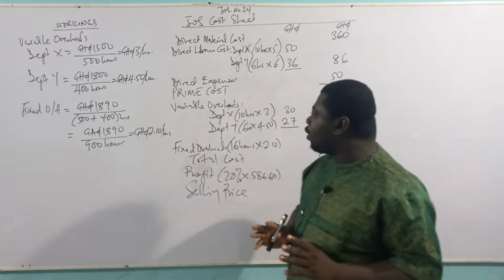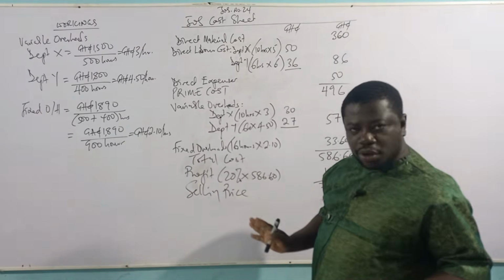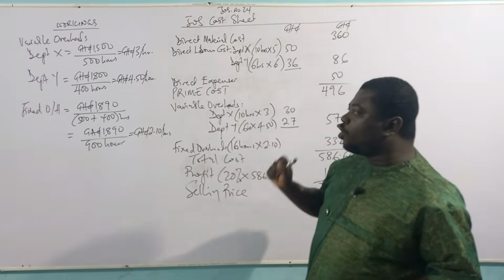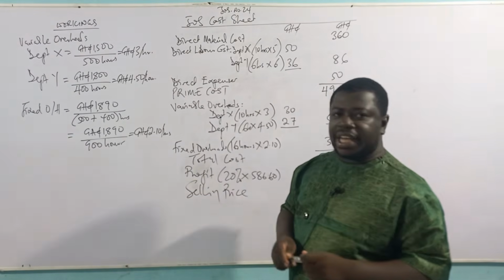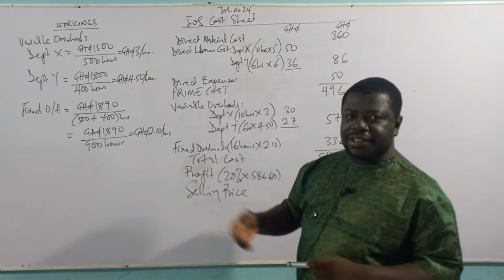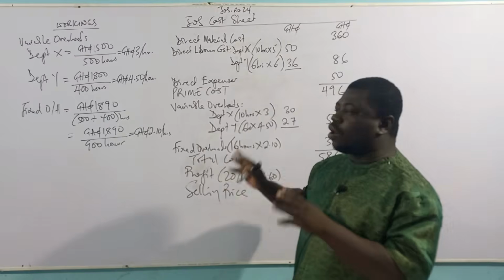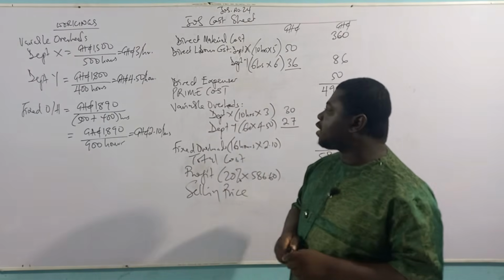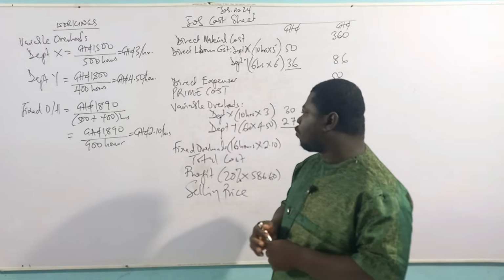Now, I know you can follow with me from your head that this is not difficult. The only aspect that you need to really pay attention to is how to calculate the predetermined overhead absorption rate. In our next video, I'm going to take a more complex question. We're going to solve it, and I'm sure after that, you'll be fine as far as job costing is concerned. And then we'll look at other areas of costing.